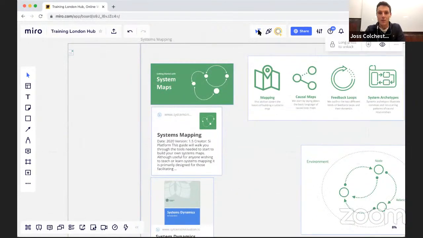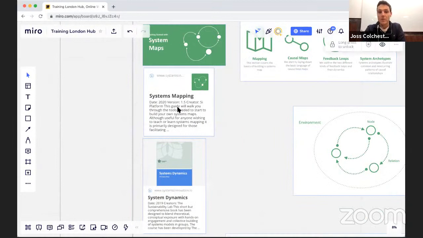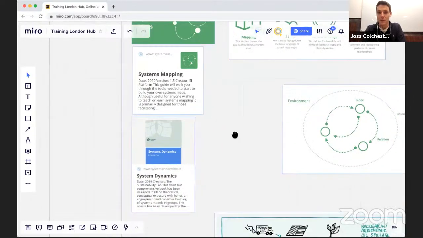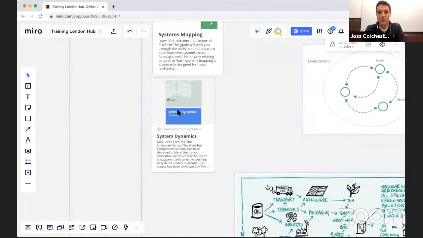All of this is coming from content on our website, systemsinnovation.io. You'll find the series of guides there. And this one here is the one we're talking about today, systems mapping. There's also a book under the section ebooks on systems dynamics, which goes more in depth on this. Both of those are freely available, so you'll find them on the website. And that's where we're drawing all of today's content from.